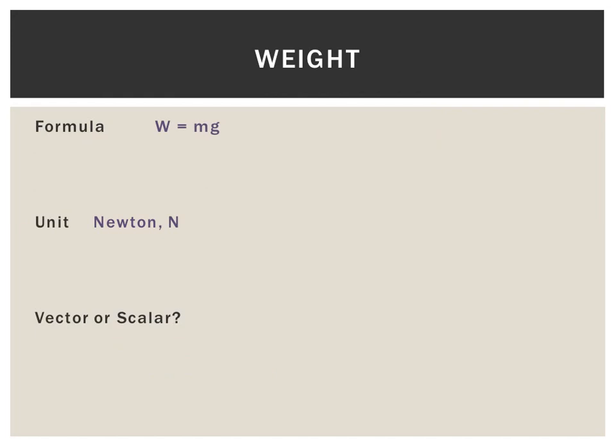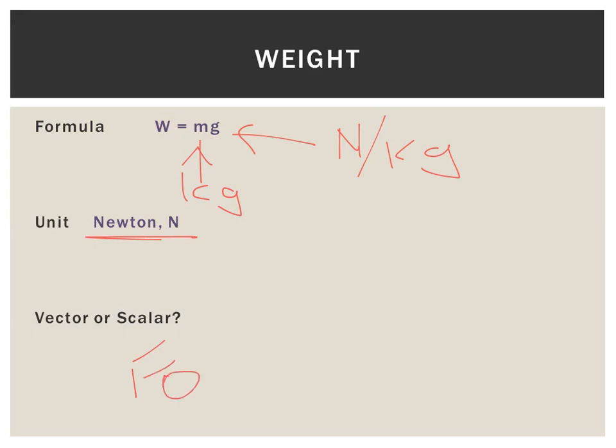The formula for weight is W equals mg, where m is equal to mass and g is equal to the gravitational field strength. That's usually measured in newtons per kg, and mass is measured in kgs. The unit of weight is the newton. And is it a vector or scalar? Well, it's a force, and because it's a force, it must be a vector.